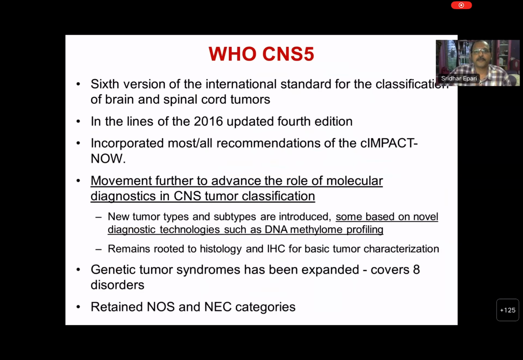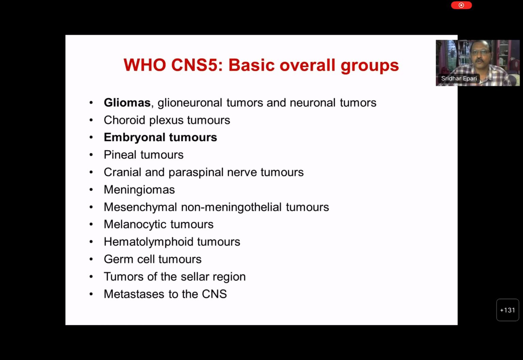So, a few things about the current classification. This is in the lines of 2016, an updated version of it, and it has incorporated all the recommendations by cIMPACT-NOW. So in this classification, there is a movement towards incorporating molecular features into CNS tumor classification. There are new chapters on the genetic tumor syndromes. There are entities like the NOS and NEC categories. I hope you know what NOS and NEC are. Probably in the case-based discussion, we can elaborate further on that. So these are the basic overall groups of tumors in the current classification.